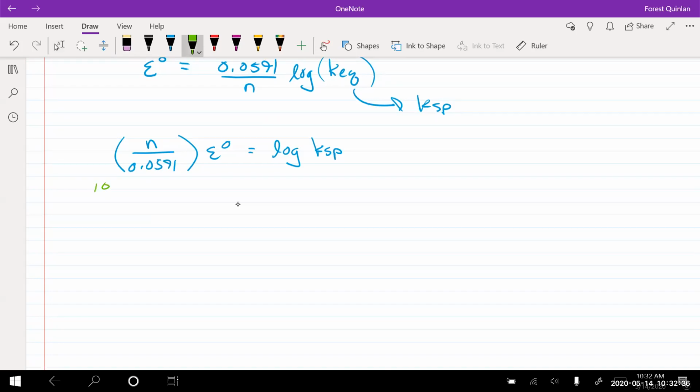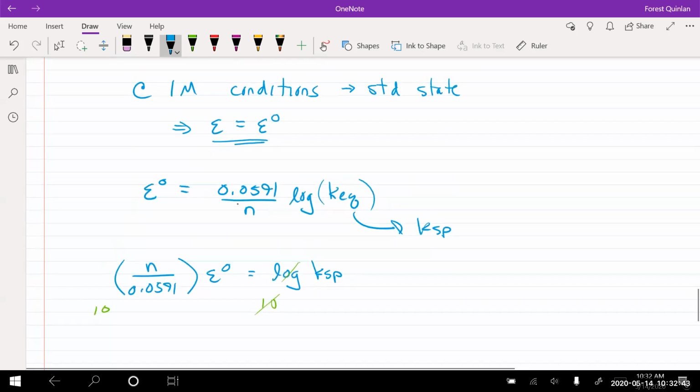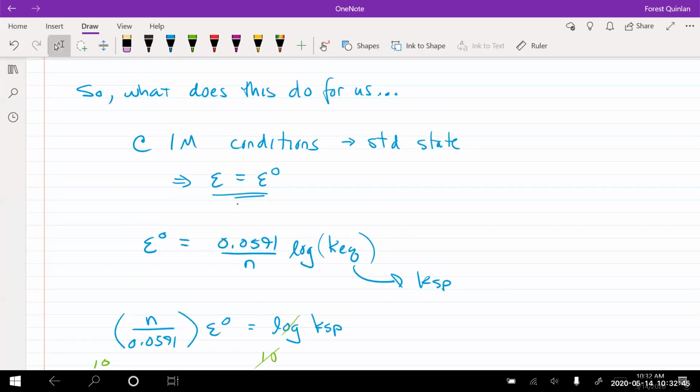If we tend to the 10 on both sides to get rid of it. Can you scroll back up after this? Yeah, sure. How far? That's fine. Okay.